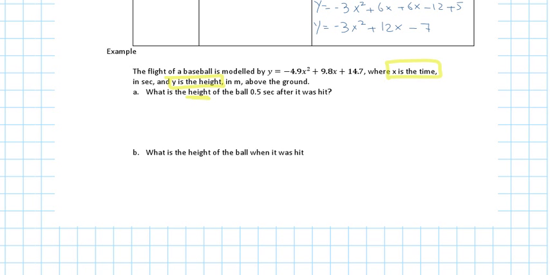Oh, so you plug in 0.5 for the x. That's right. 0.5 seconds represents the x value because that's the time. Okay? So anytime they give you a value, you're going to have to plug it in where it goes. So because x is time, I'm going to plug in 0.5 where x is. So y equals negative 4.9 times 0.5 squared plus 9.8 times 0.5 plus 14.7.